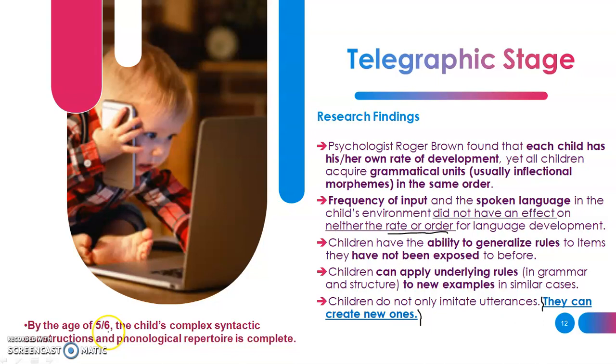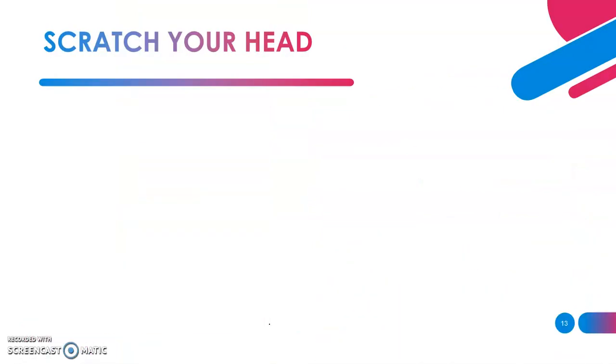By the age of 5 or 6, the child's complex syntactic constructions and phonological repertoire are complete. That is the age where the child in our school system is in grade 1 now, or let's say KG3, and by now their first language, remember we're talking about first language acquisition, is fully developed.